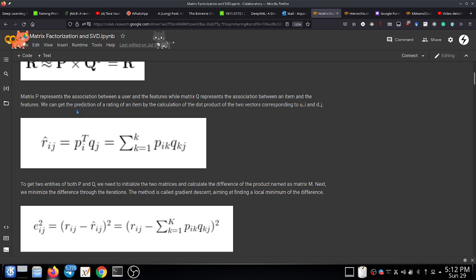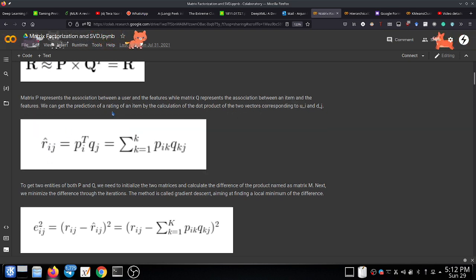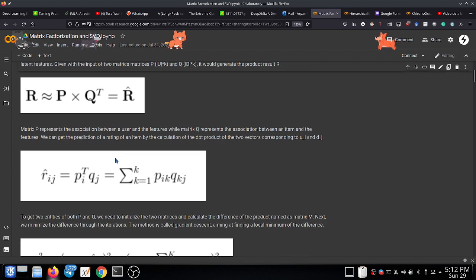Intuition soon. Say matrix P represents the associations between a user and features, while the matrix Q represents the association between an item and the features. This multiplication will give us the prediction of a rating by a user for an item. So these features were actually hidden in this matrix R, but we can extract them if we divide the matrix R into two matrices.